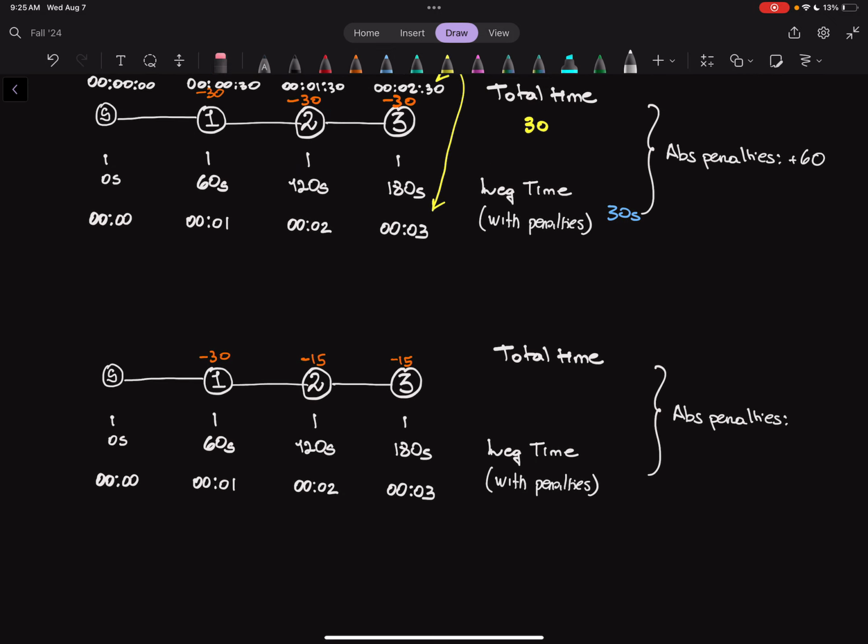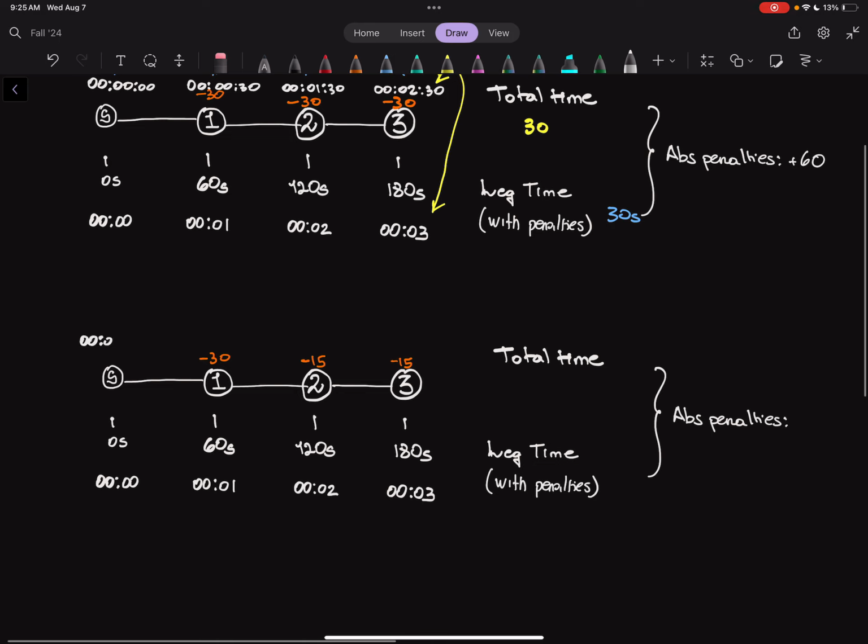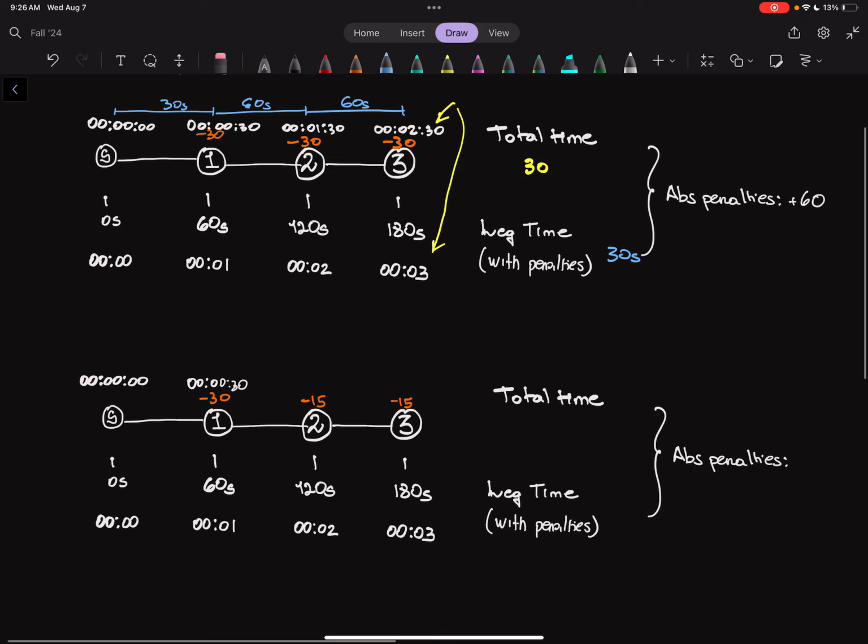Well, you're still going to start at 000000. Then you're going to get to 000130 because you wanted your first leg, sorry, it should just be 30 seconds. You wanted your first leg to be 60 seconds, but then you were 30 seconds early, so your first leg is actually 30 seconds, right? Your first leg is now 30 seconds.